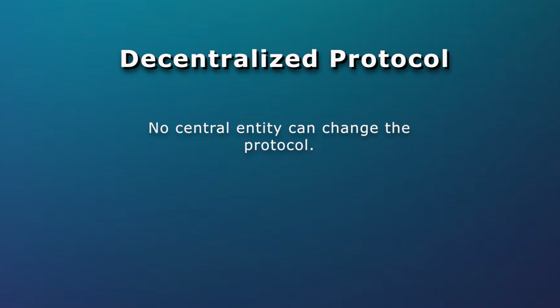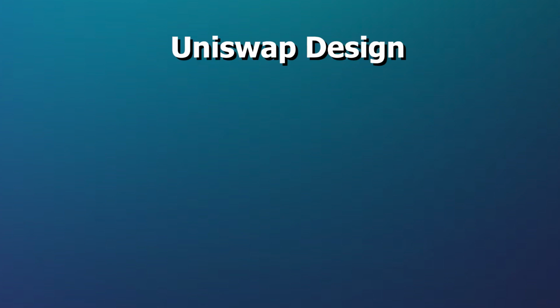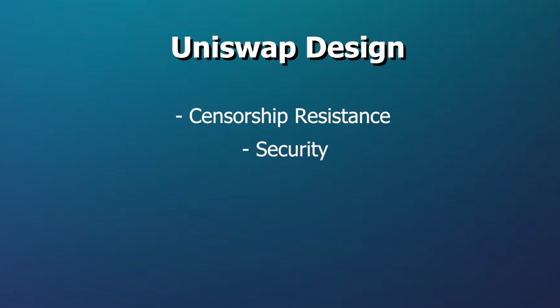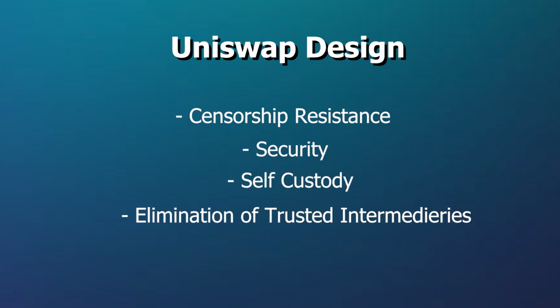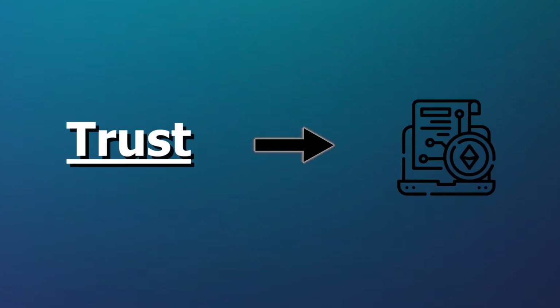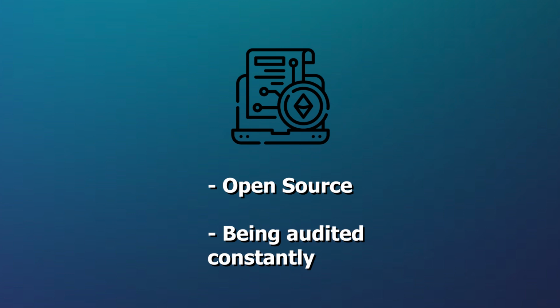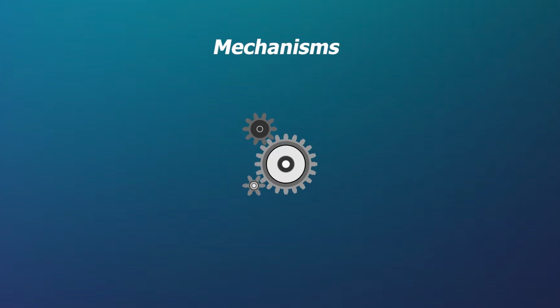Uniswap is a decentralized protocol, meaning no central entity can change the smart contracts that enable it to work. Uniswap was built without upgradable smart contracts and was designed to prioritize censorship resistance, security, self-custody, and the elimination of trusted intermediaries. The only trust necessary for users will be in the smart contracts which enable the protocol to function. These smart contracts are open source and are constantly being audited by third parties to ensure that users' funds are safe. Now let's get into the mechanisms that allow the Uniswap protocol to function.